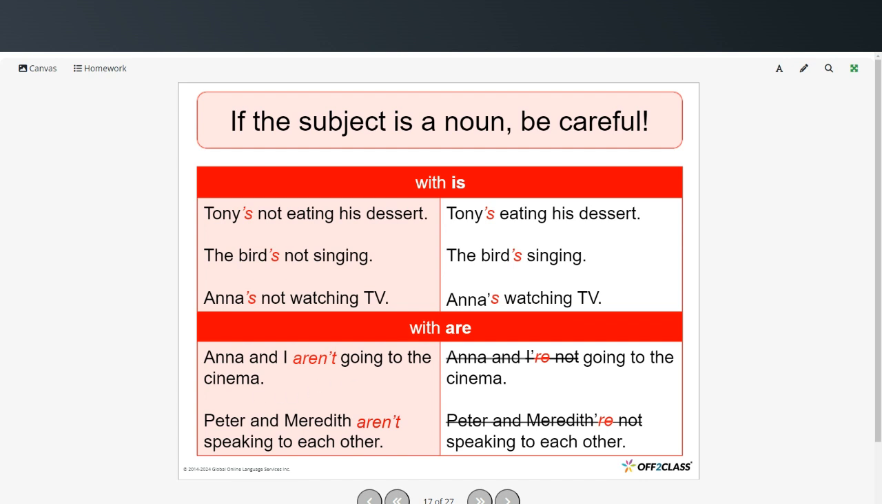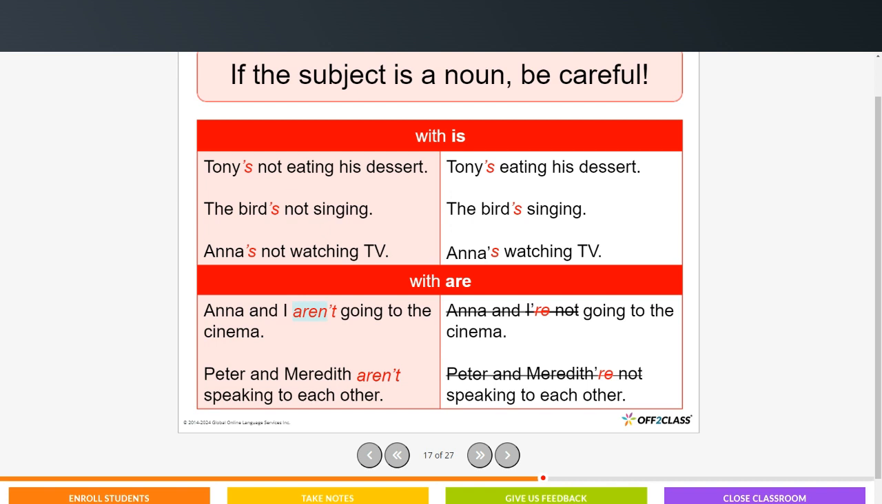So here we base the contraction on "I," which is going to be closest to it. So we wouldn't say "Anna and I're" to try to make the contraction like you would for "we're." Peter and Meredith aren't speaking to each other. Again, we treat Peter and Meredith as a "they," and so that would be why we would use "aren't," like they aren't speaking to each other. So we can't really make a contraction out of Meredith's name, however.